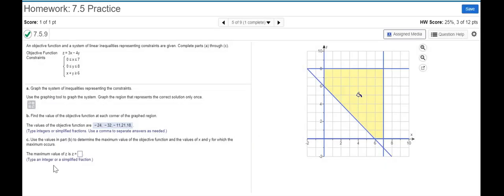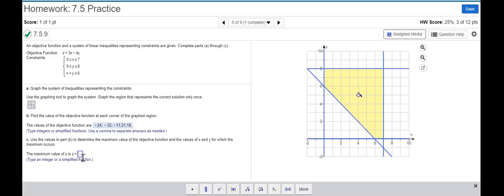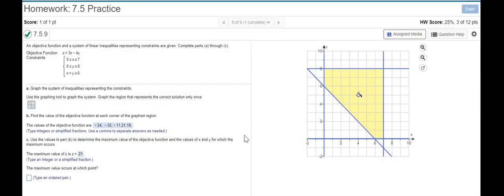Fantastic. So then the next part of the question asks us, where is the maximum value of z? Now z is our objective function, okay? And we were coming up with z values in this list. So this is just asking you what is the biggest number in this list. And so that's 21. Yay! The next question asks, what's the maximum value occurs at which point?